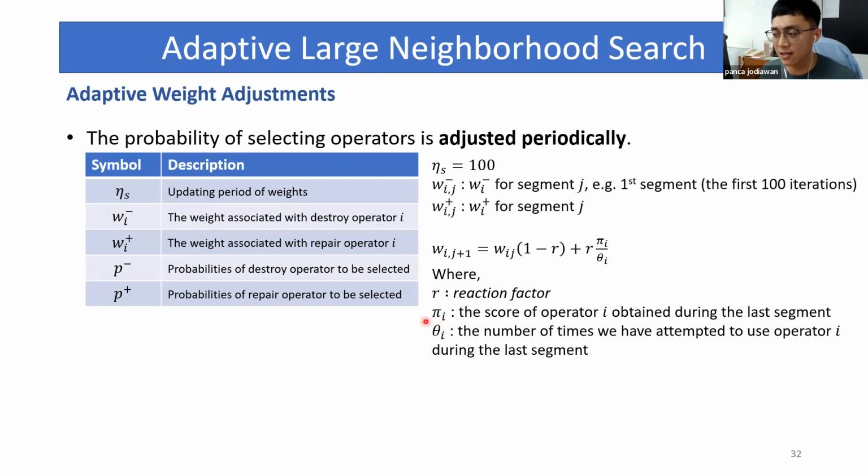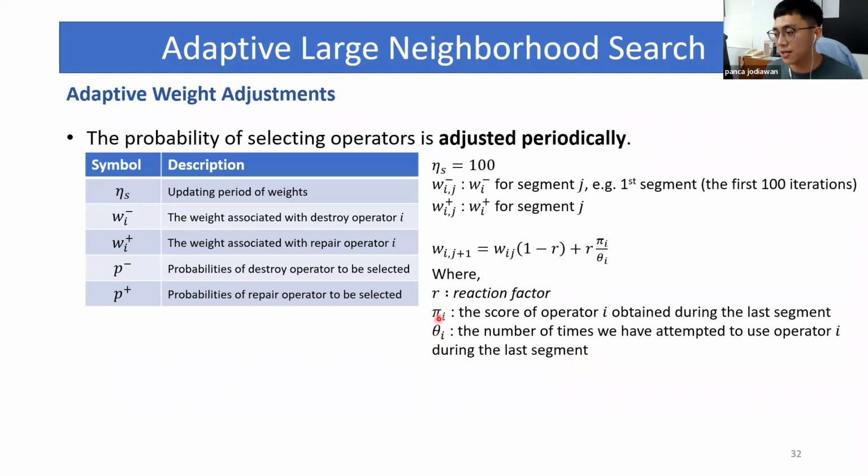And then theta I is the number of times we have attempted to use the operator I during the last segment. So within the 100, let's say, again with this example, 100, for sure we will not use the same operator again and again until 100 times, the chance is very low. It means that we need to track how many times we use operator A, B, C, and so on. That is the theta I.